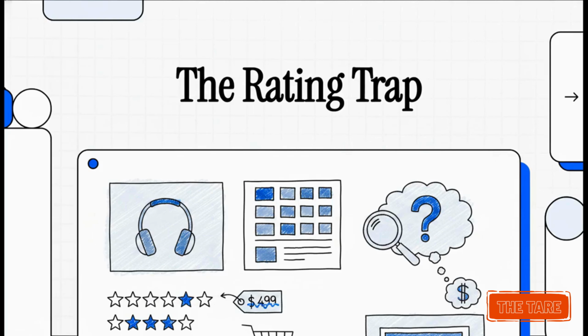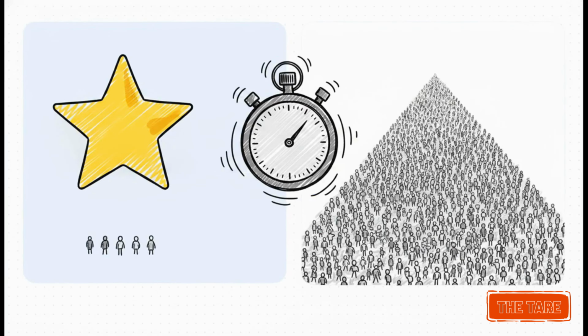You're staring at your screen trying to make the smartest decision with your hard-earned money. So let's play a quick game. Product A has a near perfect 4.9 stars but only 12 ratings. Product B has a slightly lower 4.6 stars but a massive 18,000 ratings. You have exactly 5 seconds to choose.